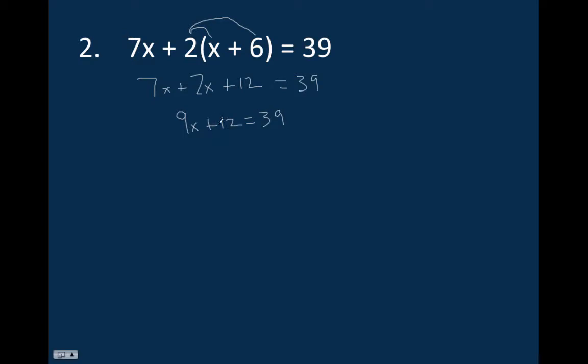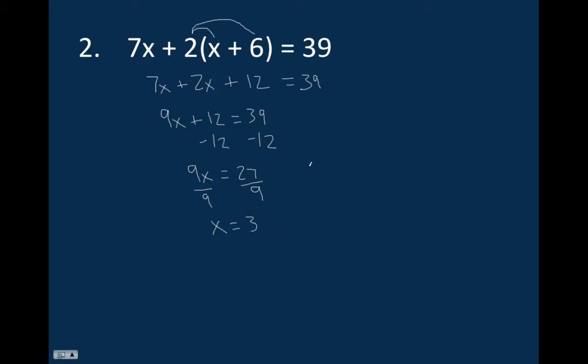Now we have a positive 12, inverse operation of a plus is a minus, addition and subtraction. So it's 9x equals 39 minus 12, 27. 9x equals 27, divide by 9 on each side, because you've got a multiplication, 9 times x. So x equals 3.